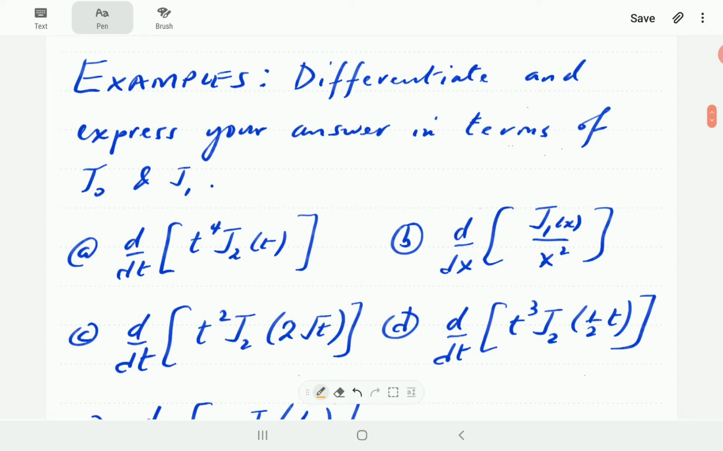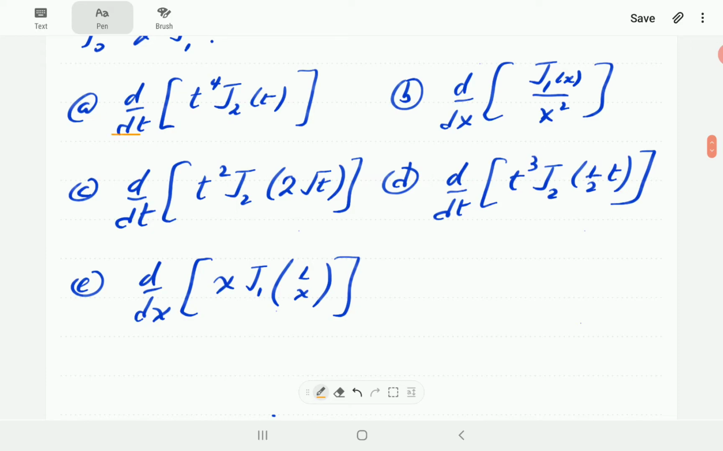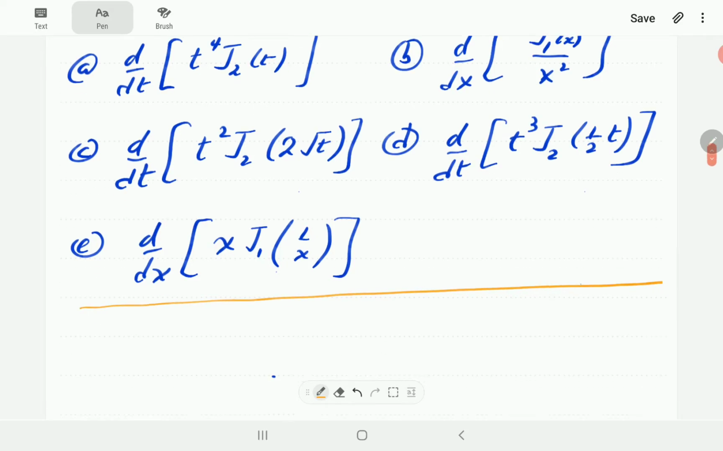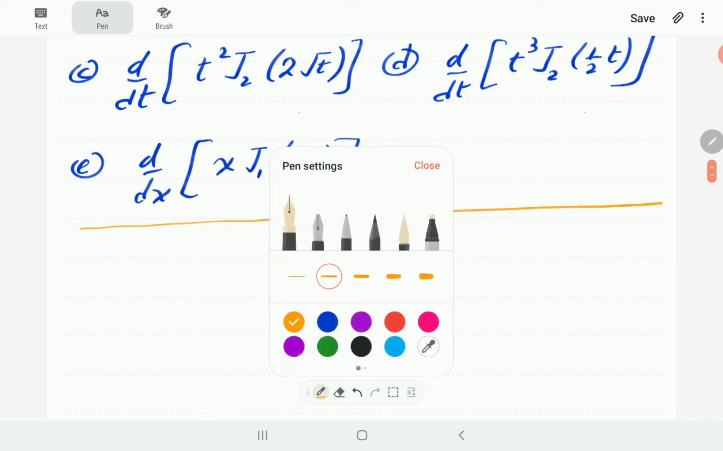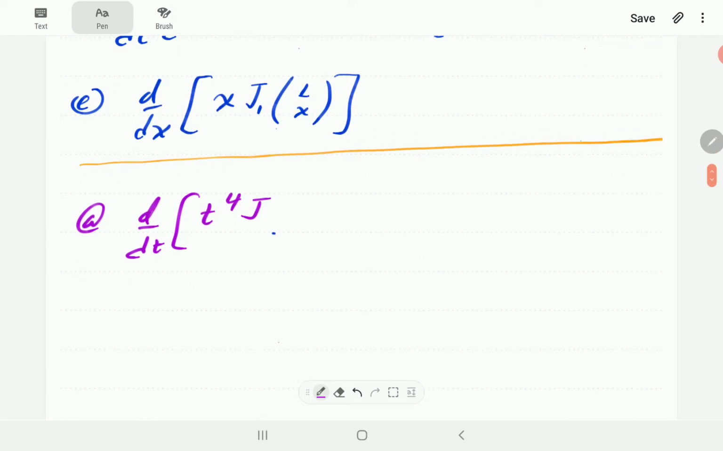All right, in these examples we are going to want to differentiate each of the given expressions, and then the final answer will express it in terms of J1 and J0. So for the first one, we have got the derivative of t to the power 4 J2 of t. Okay, so let's get on with this. So we've got a derivative of t to the power 4 J2.